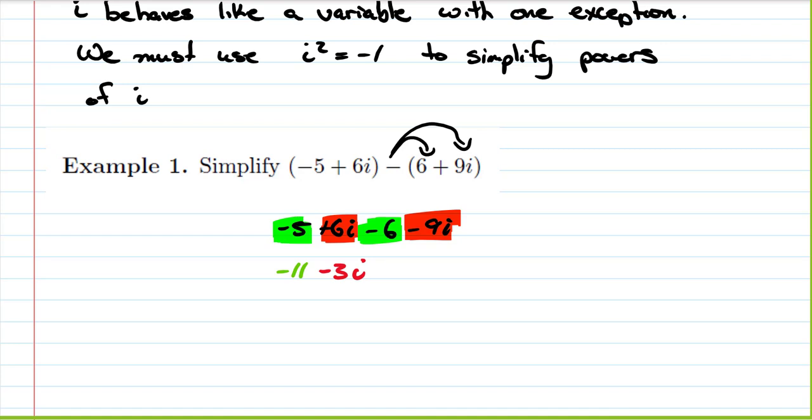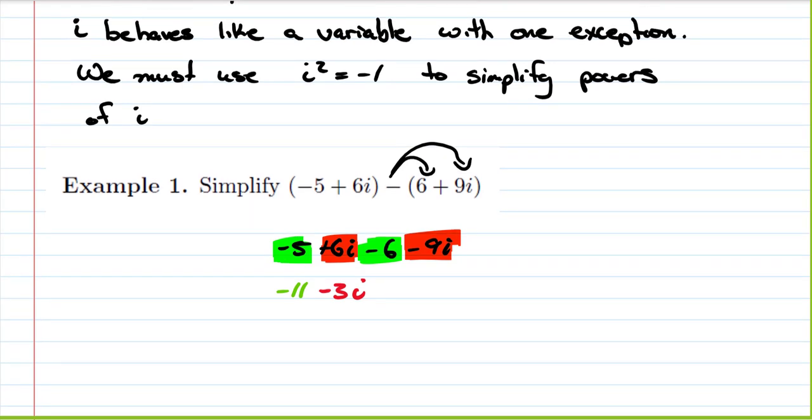So this is what I was saying when I said i behaves just like a variable. We're going to gather it up just like we would with any like terms. The only thing that's going to be a little bit different is if we have a power of i, e.g. i squared, we must replace it with a negative 1 and then just keep simplifying.